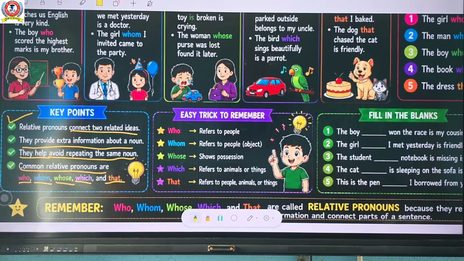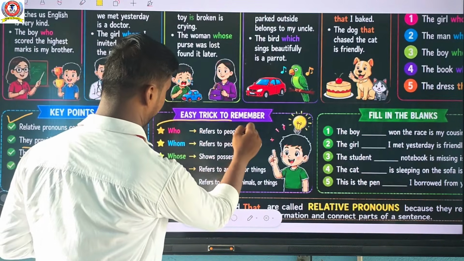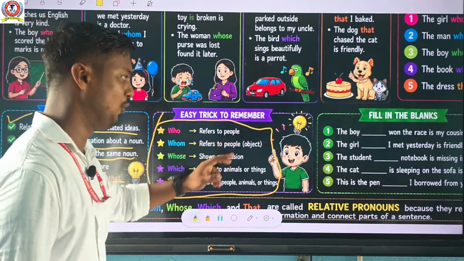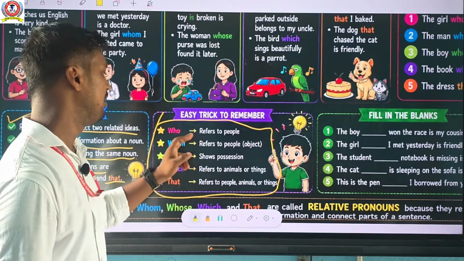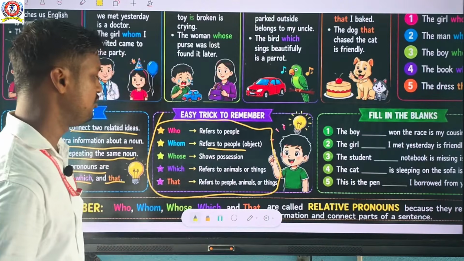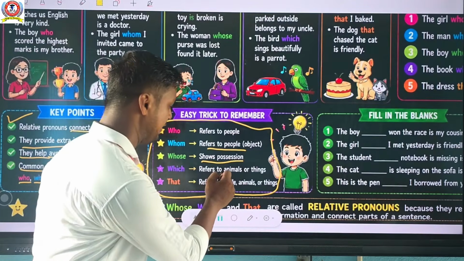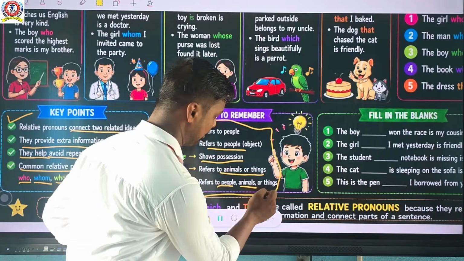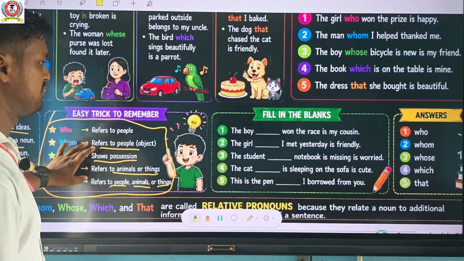Please note in your copy, all of you. Who refers to people as subject, and whom refers to people as object. Whose shows possessions, and which refers to animals and things. That refers to people, animals, or things. Then I have some questions for you.